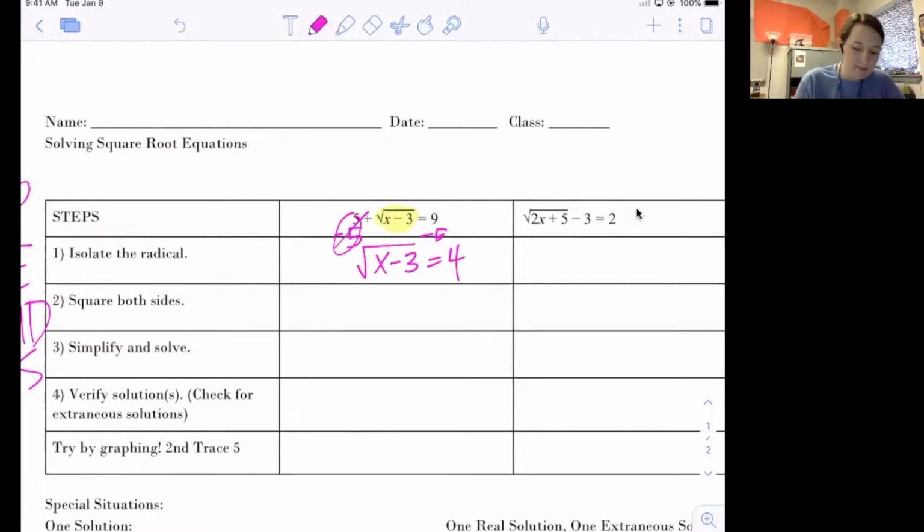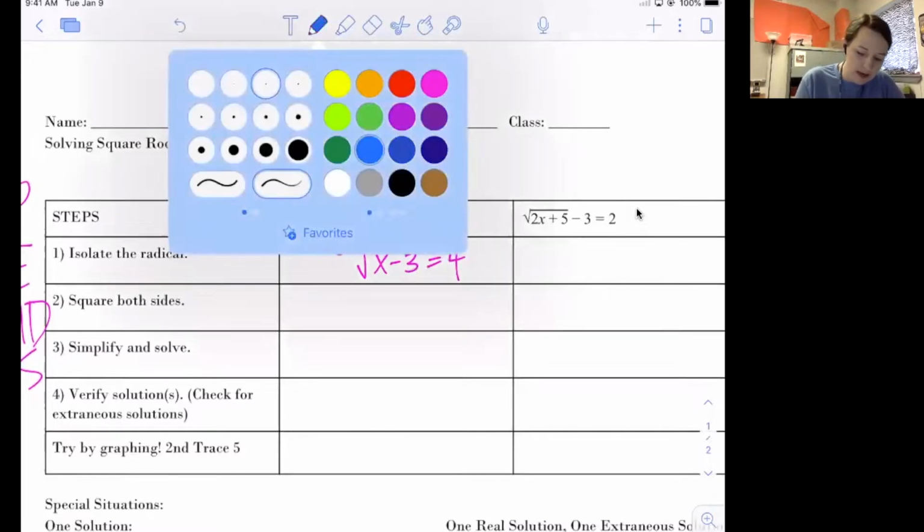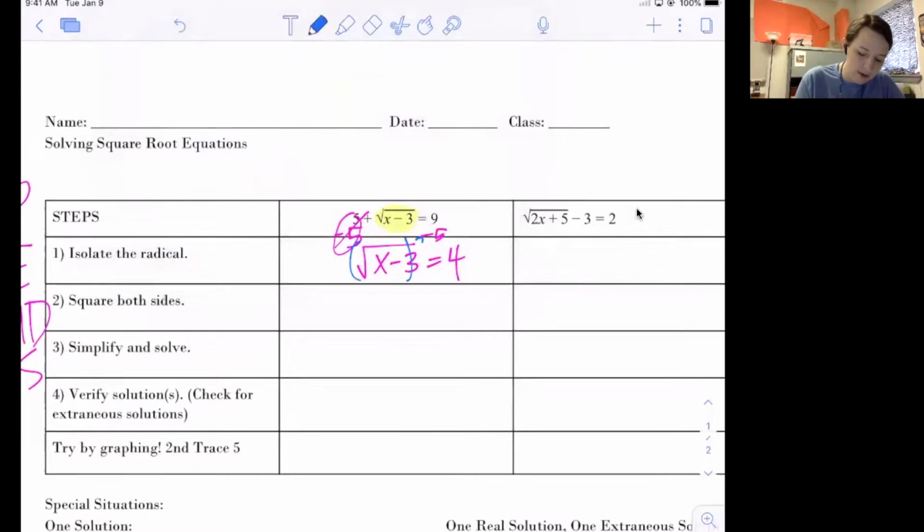Our next step to get rid of that radical would be to square both sides of our equation. So when you square a square root, they cancel out because they're inverses of one another. So on the left, I'm left with x minus 3 equals 4 squared is 16. So x minus 3 equals 16. And then we're just going to go about solving like we normally would. So I have x equals 19 as my solution.